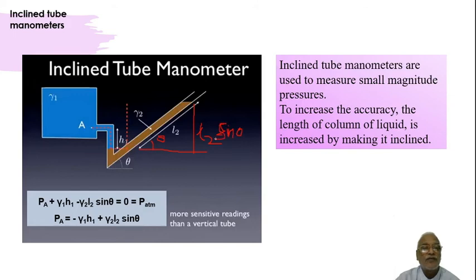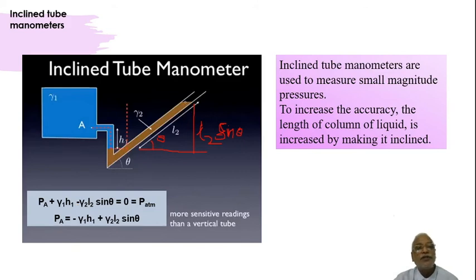This is S sine theta. Anyway, L2 sine theta would be the opposite side. That's why I have written gamma 2 L2 sine theta, but we are going up here. That's why there is a negative sign.